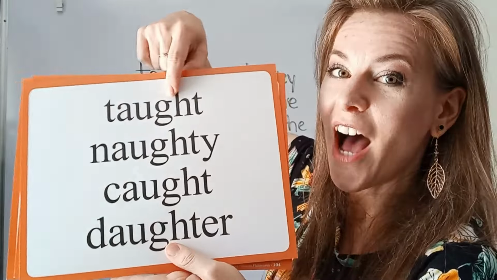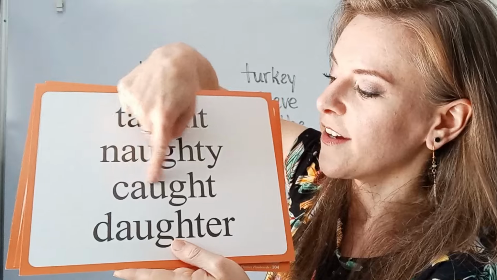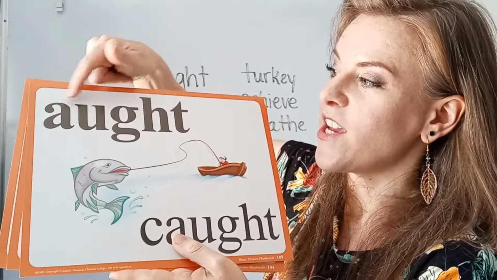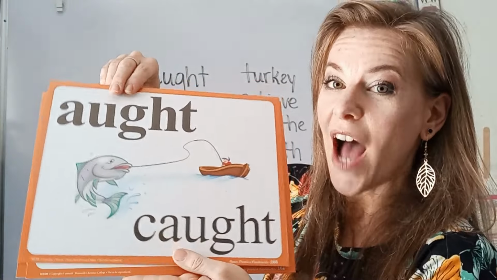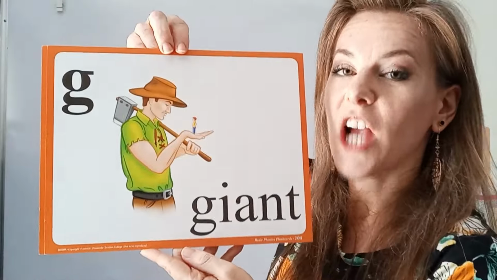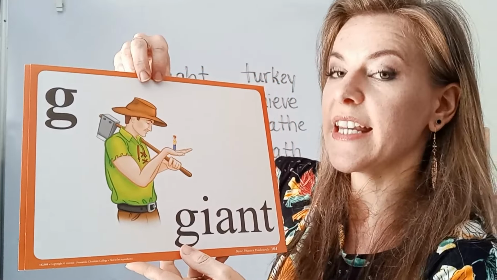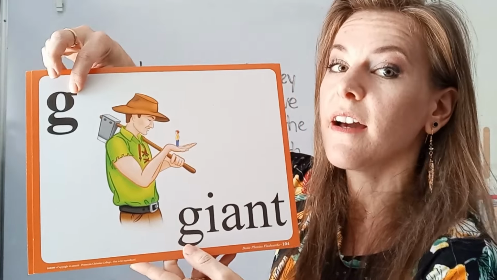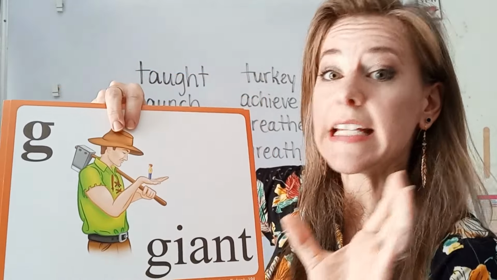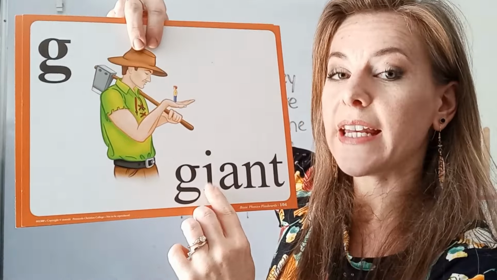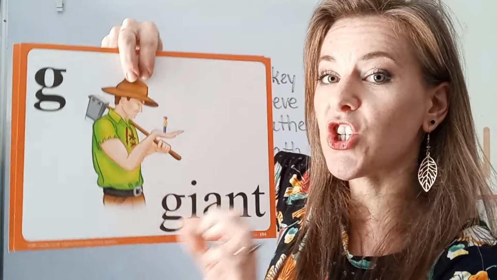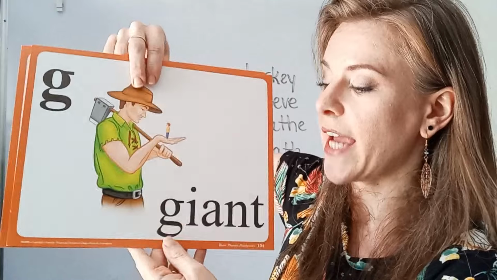So we have taught, naughty, caught, and daughter. The A-U-G-H-T says "ought", as in caught. Then we have the J in giant. Now, normally G says G, as in goat, but just like the C in city, when it's followed by an I, E, or Y, the G makes a J sound, as in giant.